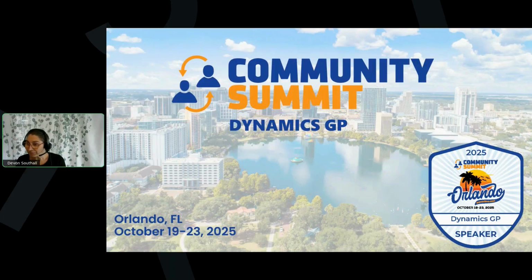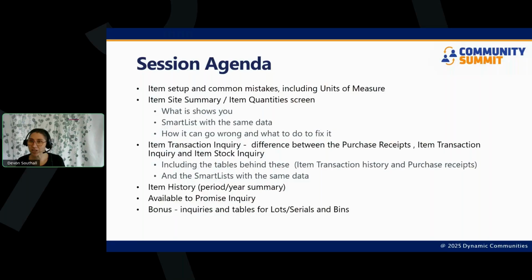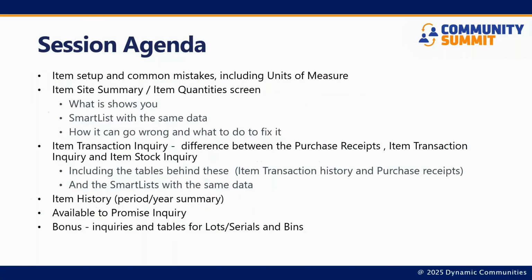All right. So that's given everyone a few minutes to come in. So, session agenda. We're going to talk about item setup and common mistakes. We're not going to deep dive into all of the item sessions, and I'm going to turn off my screen because it looks like it's freezing. But we are going to talk mostly about common mistakes with the units of measure. We're going to talk about item site setup and the item quantities screen, what it shows you, SmartList for the same data, and how it can go wrong. We are going to compare the 3 different ways that you can look at item transactions and what they tell you that is different or the same.